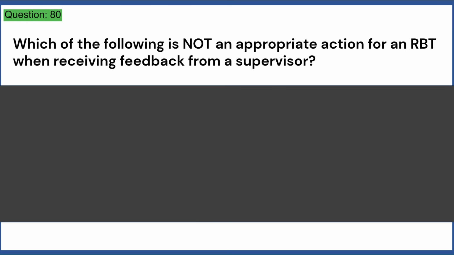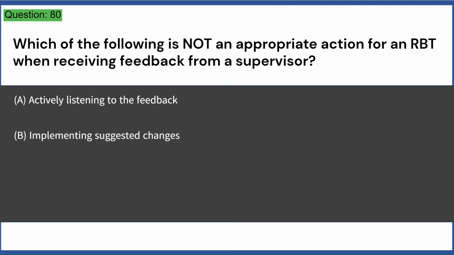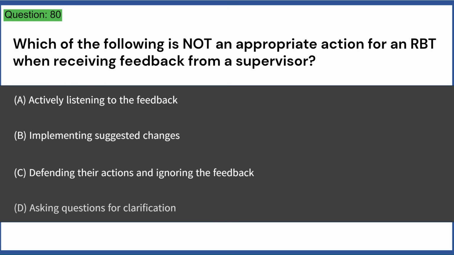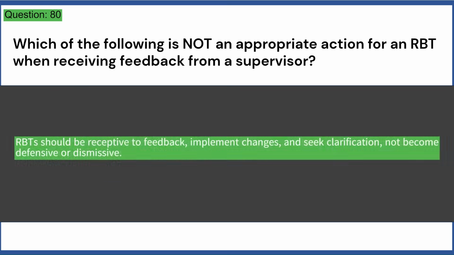Which of the following is not an appropriate action for an RBT when receiving feedback from a supervisor? A. Actively listening to the feedback. B. Implementing suggested changes. C. Defending their actions and ignoring the feedback. D. Asking questions for clarification. Answer C. RBTs should be receptive to feedback, implement changes, and seek clarification, not become defensive or dismissive.